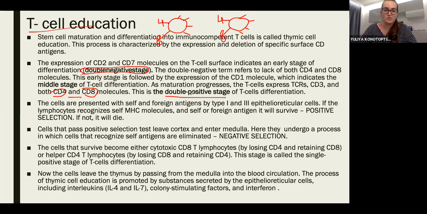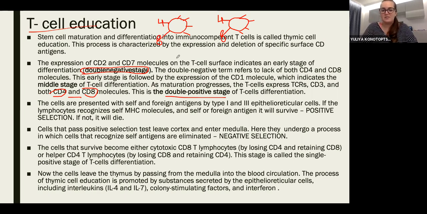So why do we call it the double positive stage? Because both of the CDs are expressed, I repeat, CD4 and CD8. I like to think about it as us in high school. It's very rare when you know what you want to do in high school. Like you're fully aware that you're going to be a doctor or a dentist. If I remember myself, I wanted to be an ambassador, a teacher, a veterinarian, a doctor, a blogger. I wanted to be everything.